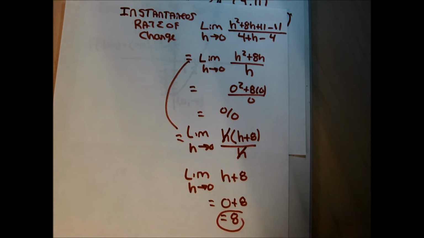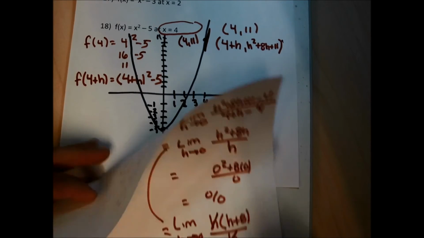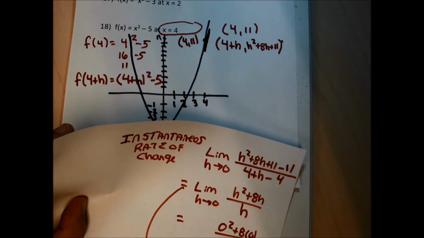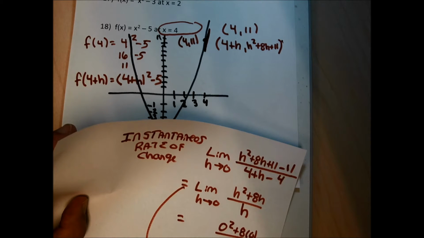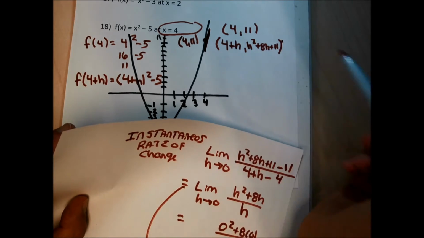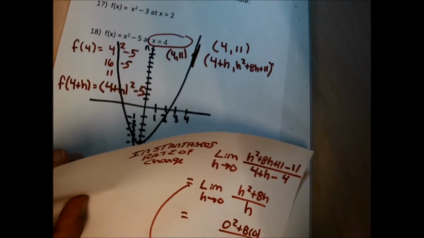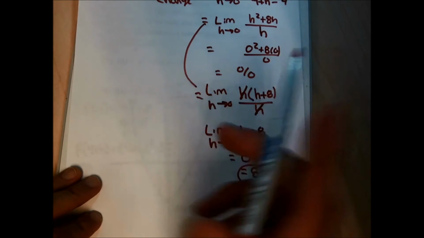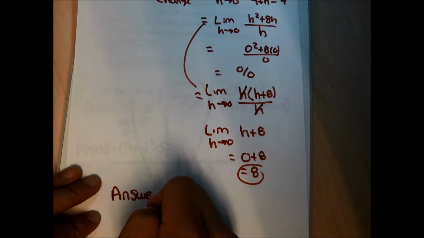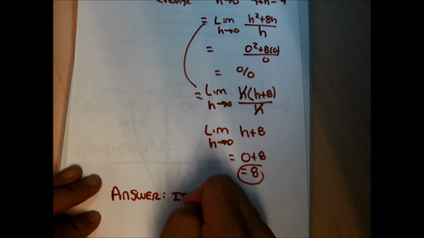So the answer to problem 18, the slope of the line that I drew here, has a slope of 8, because an average rate of change and an instantaneous rate of change are just slopes of lines. And this is a slope of a line that has 2 points that are microscopically close to each other, and that slope of that line is 8. So the answer to problem 18 is the instantaneous rate of change is 8.